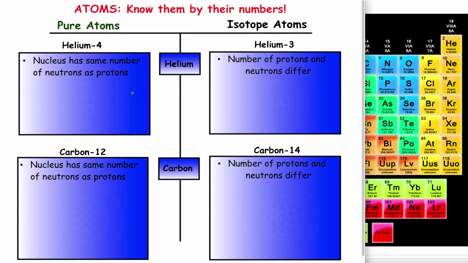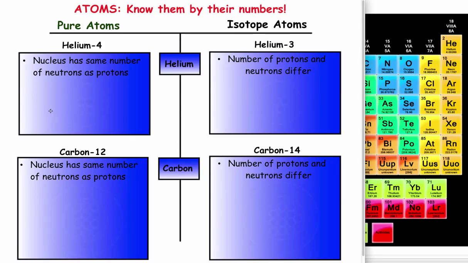So let's just look at this chart really quick. We're going to look at helium, a pure atom and an isotope of helium, and then a pure atom and an isotope of carbon. I've actually named these atoms based on their particle count. So helium-4 would be an atom that has 4 particles in the nucleus. Helium-3 would be an atom that has 3 particles in the nucleus. Carbon-12 would be an atom that has 12 particles in the nucleus. Carbon-14 would be an atom that has 14 particles in the nucleus.